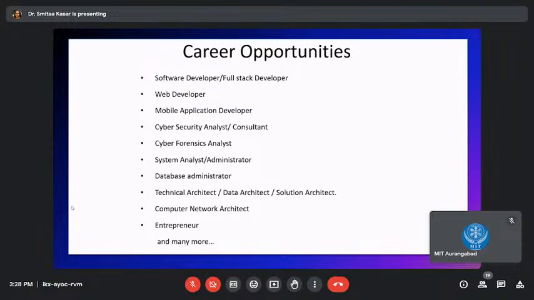Web development is a completely good new career, where, related to web, we can go for all the technologies. Mobile application developer. Then if the student is more interested in the security aspect, network security, database security, he can come up as an entrepreneur and become a cybersecurity analyst or consultant.